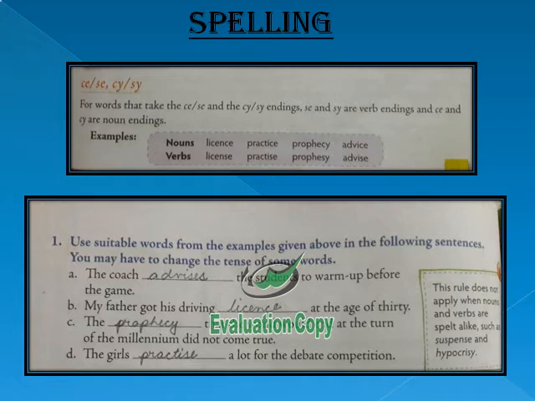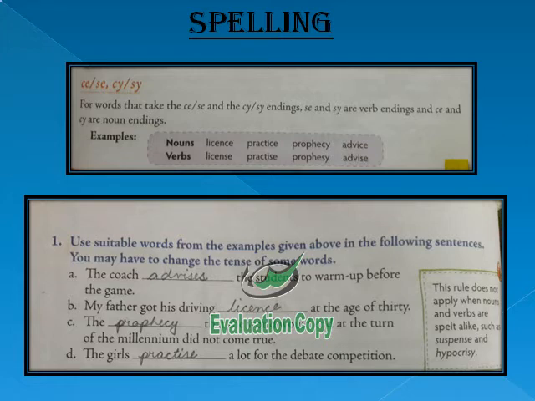So SE. Okay. So a simple thing to remember: SE is verb and CE is noun. Whenever it is CE or CY, it is a noun. Whenever it is SE or SY, it is a verb.